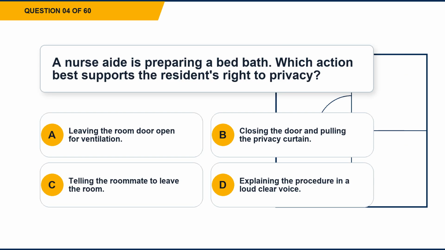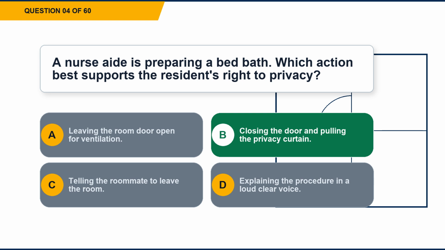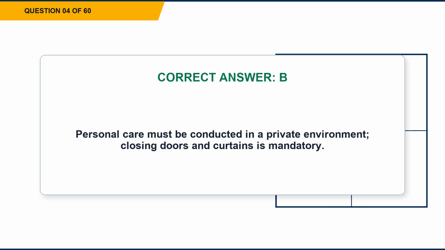Question 4. A nurse aide is preparing a bed bath. Which action best supports the resident's right to privacy? Option A. Leaving the room door open for ventilation. Option B. Closing the door and pulling the privacy curtain. Option C. Telling the roommate to leave the room. Option D. Explaining the procedure in a loud, clear voice. The correct answer is option B. Closing the door and pulling the privacy curtain. Explanation. Personal care must be conducted in a private environment. Closing doors and curtains is mandatory.